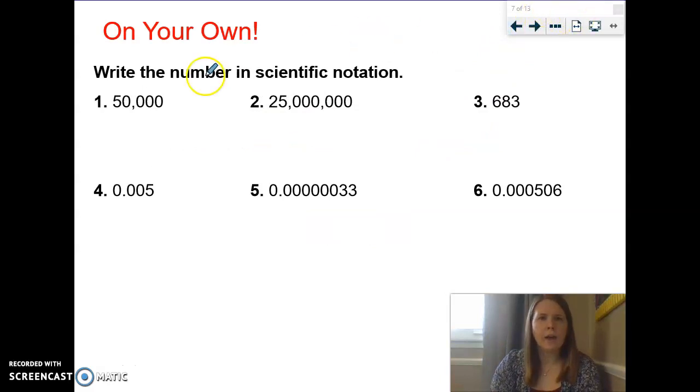All right. I want you to go ahead and try these ones on your own. So try writing these numbers here in scientific notation. Your first three, as you notice, are really large numbers, so you should have a positive exponent. And these last three are small numbers, so make sure you have a negative exponent, okay? So take a minute to pause the video. When you get back, I will have the answers for you.